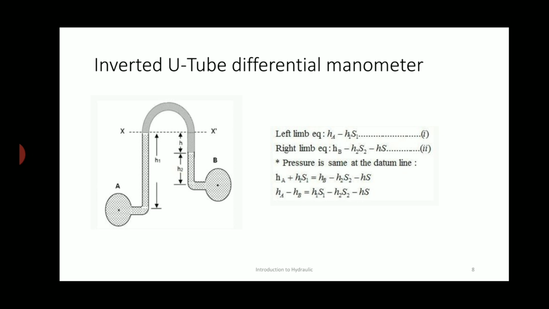The pressure at left limb is given by hA minus h1 S1. Pressure at right limb is given by hB minus h2 S2 minus hS. Pressure is same at the datum line, that is given by hA minus hB is equals to h1 S1 minus h2 S2 minus hS, where hA is pressure head at A, hB is pressure head at B, S is specific gravity of mercury, S1 is specific gravity of liquid A, S2 is specific gravity of liquid B.